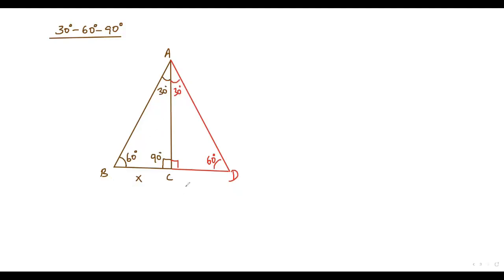If BC is x, then CD also must be x because the two triangles are congruent and corresponding sides must be congruent. It has to be x. Then what is the total length of this BD? It's 2x. Now let's consider the triangle ABD, the whole triangle.